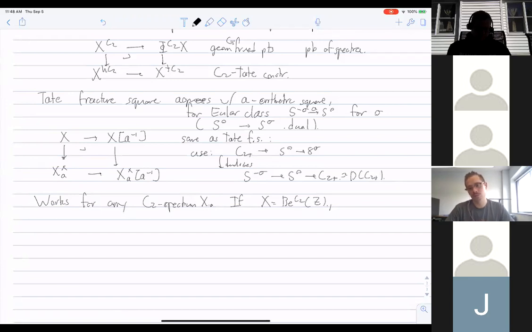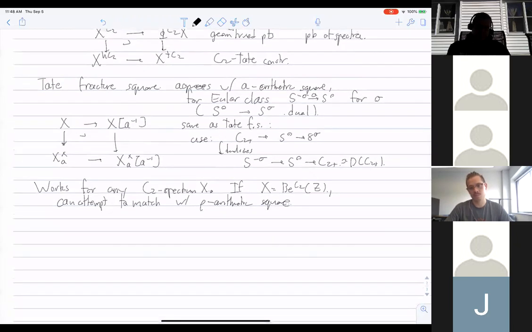take this A arithmetic square and match it with the so-called rho arithmetic square, which is something that I have in motivic homotopy theory. This rho is going to be the same element rho that appeared in the motivic homology of a point above.